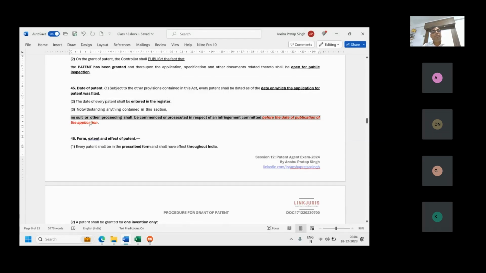But you cannot claim infringement before the date of publication, because your invention was not known by anybody. So they cannot infringe it unless it is published. So before publication, your patent cannot be infringed, hence no suit or other proceeding can be commenced or prosecuted in respect of an infringement committed before the date of publication. After the date of publication, yes, an infringement suit can be filed.